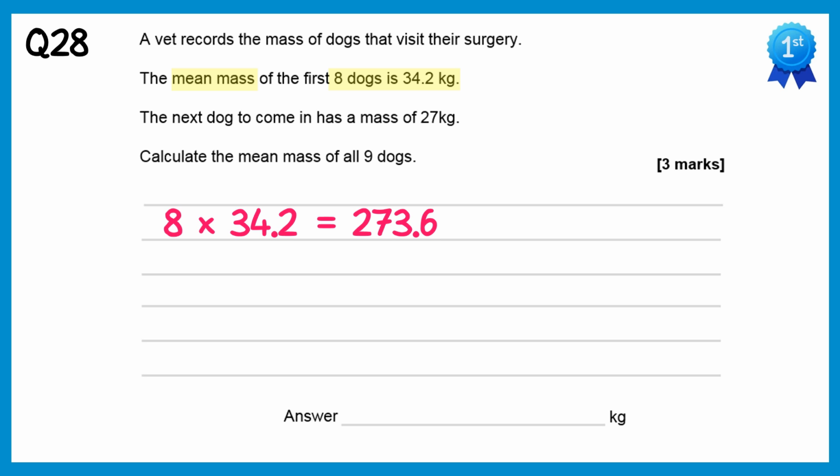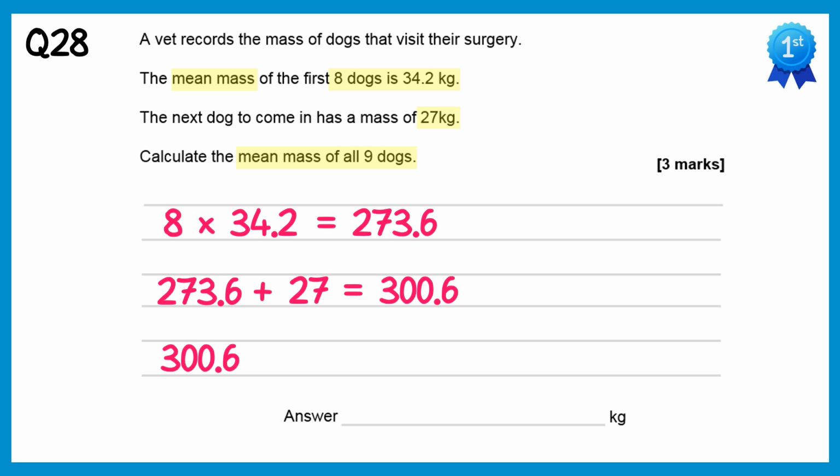But there's an extra dog, which has a mass of 27 kilograms. So if we add that dog in as well, 273.6 add 27, you get 300.6. Now this is the total mass of all 9 dogs. The question asked us to find the mean mass of all 9 dogs. So if we take that number 300.6 and divide it by the 9 dogs, you'll get a mean mass of 33.4 kilograms.